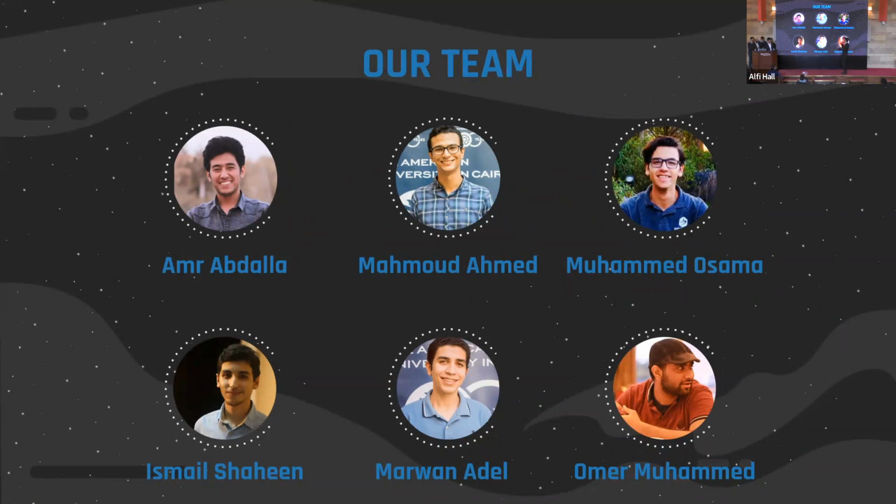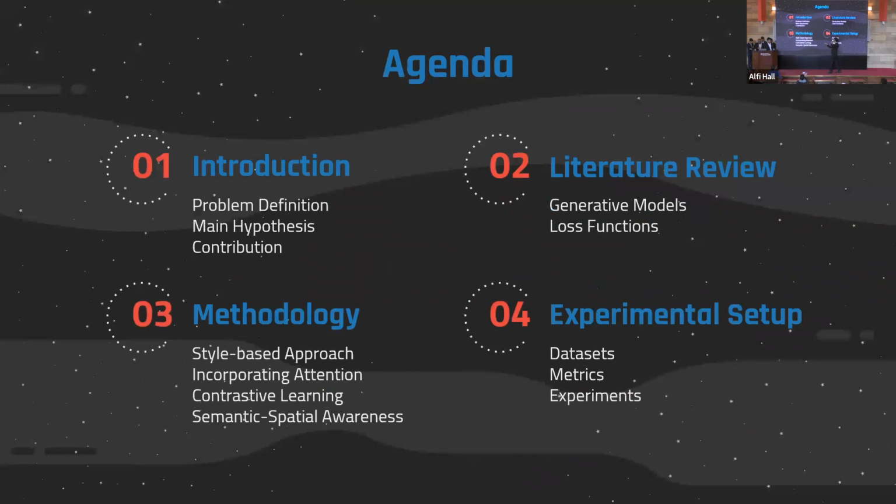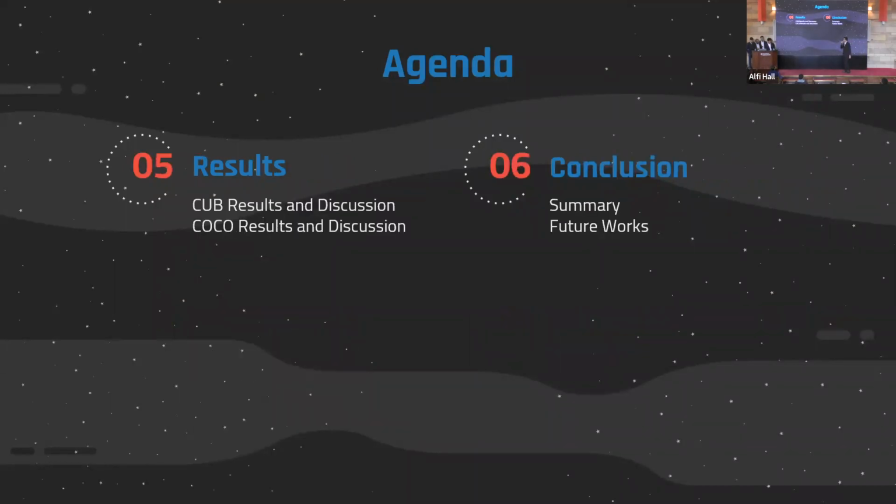So today's agenda, we'll first talk about the introduction. We'll first discuss the problem definition and the main hypothesis, and then we will review the literature and the models that have been developed to solve this problem recently. And then we'll move to our own methodology as well as the experimental setup that we use to test this methodology. Finally, we are going to talk about the results we have achieved so far, and then we will conclude with the summary and the future works.